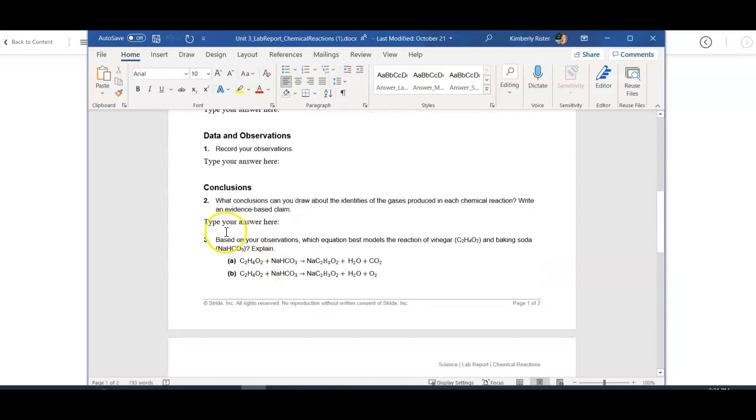And then the conclusions, it's asking, what are you able to determine about the identities of the gases produced in those reactions? It says, write an evidence-based claim. That means you're writing about, based on what you saw, you're able to say this. So if we go and think about, again, take hydrogen kind of out of the equation. I think that was done incorrectly in the lab.